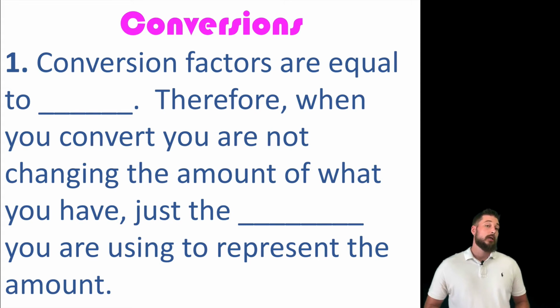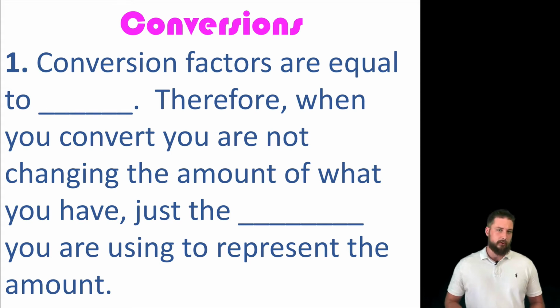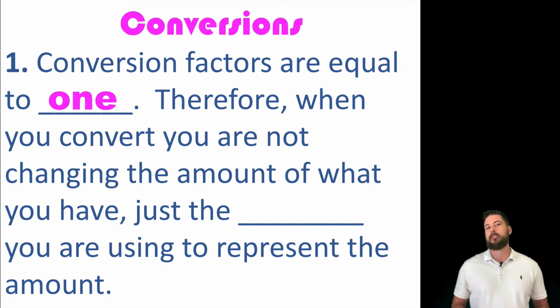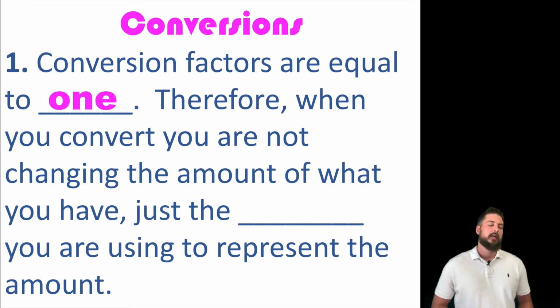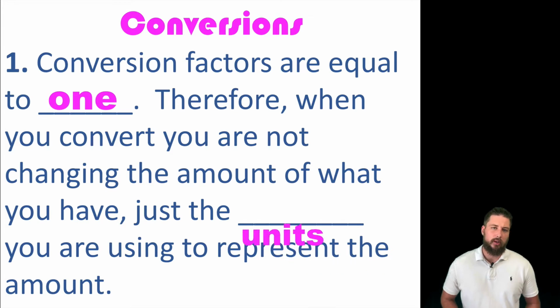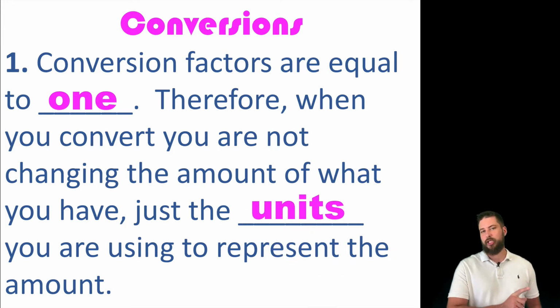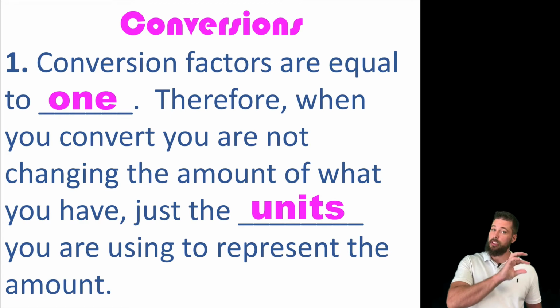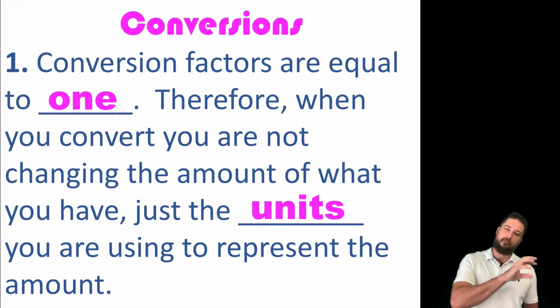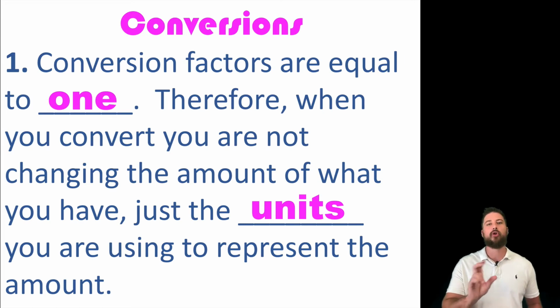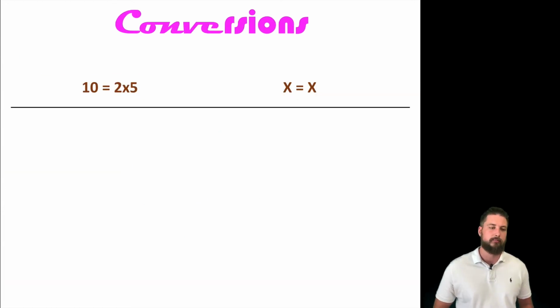Something to keep in mind, and this is going to be very important, is that conversion factors are always going to be equal to 1. And so because they're equal to 1, whenever you're going to convert, and I'll show an example of this in a moment, you're not changing the quantity, you're just changing the units. The number might change. For example, when we convert from inches to feet, 24 inches is 2 feet. The number is changing, however, the quantity is not changing.